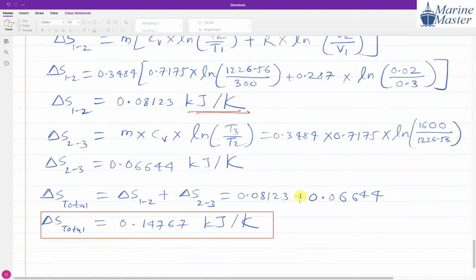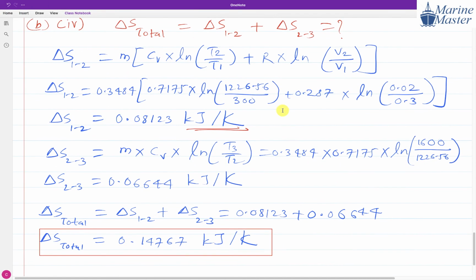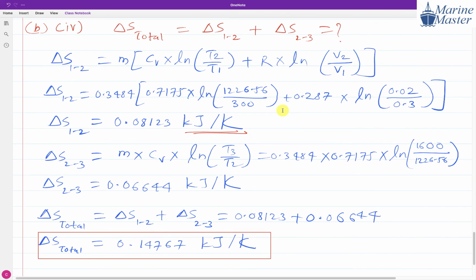0.14767. So before going further, everyone write down this discussion of the delta S total. Everyone write down this discussion of the B's fourth part. Please everyone complete this discussion.